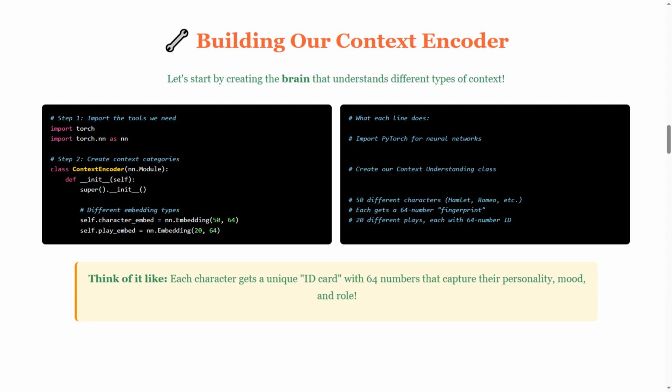We set up character embeddings for 50 different Shakespeare characters and play embeddings for 20 different plays. Each character gets a unique 64-number fingerprint that captures their personality, mood, and role. It's like giving every character their own special ID card that the AI can instantly recognize and understand.